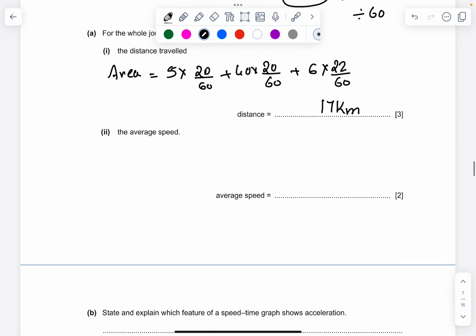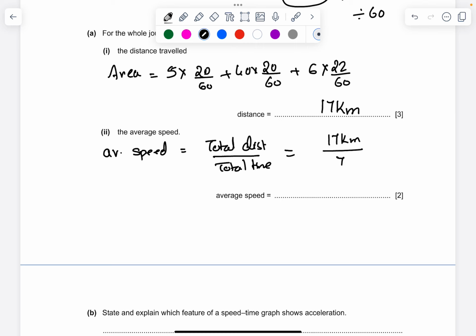What is the average speed? Average speed equals total distance divided by total time. What was the total distance? Just now we got 17 kilometers, and total time was 74 minutes divided by 60, which gives 14 kilometers per hour.